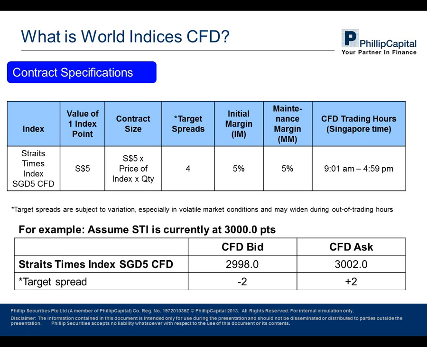So we have target spreads as well. And in this case, for the STI, it's 4. Initial margin is 5%. Therefore, your maintenance margin is also 5%. So what we mean by target spread is 4 means that the bid and ask can be plus minus 2 on both sides. The reason why we have a spread is so that there is a bid and ask.